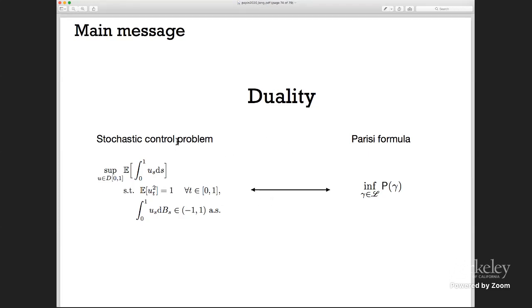And we've exploited this stochastic control formulation in an algorithmic way. So we got this stochastic control formulation from the design of an algorithm for the algorithmic question of trying to optimize the value of the Hamiltonian. And maybe this duality is much deeper than that, or we can try to understand this duality in order to say things that we would not know how to say about the Parisi formula.